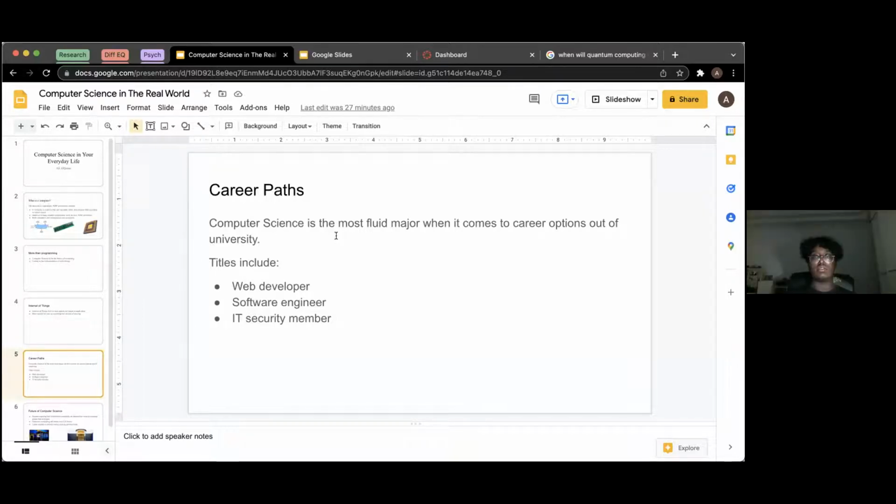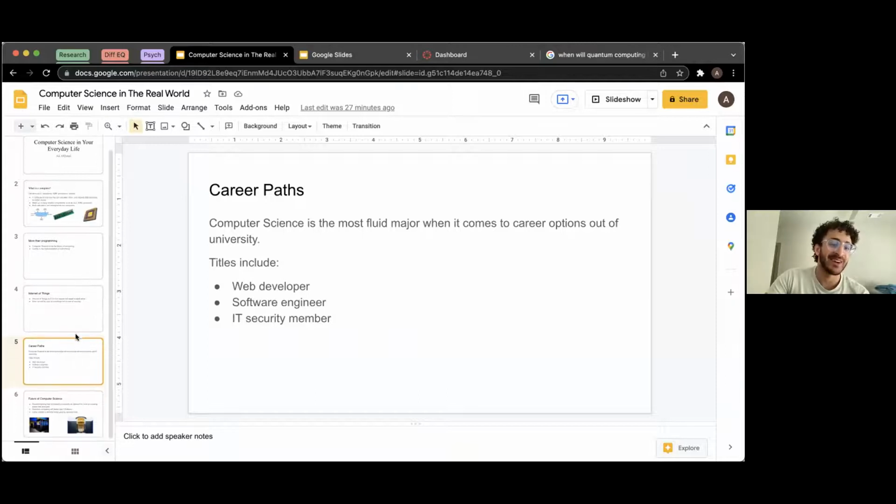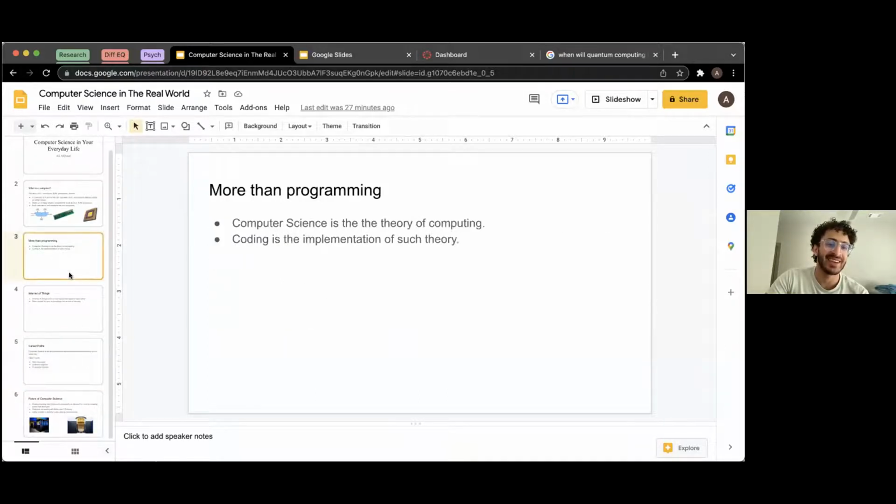Okay, so moving on to the next question from Leon. Can you talk about the main differences between CS and majoring in software engineering? Okay, so a software engineer is just a software engineer.